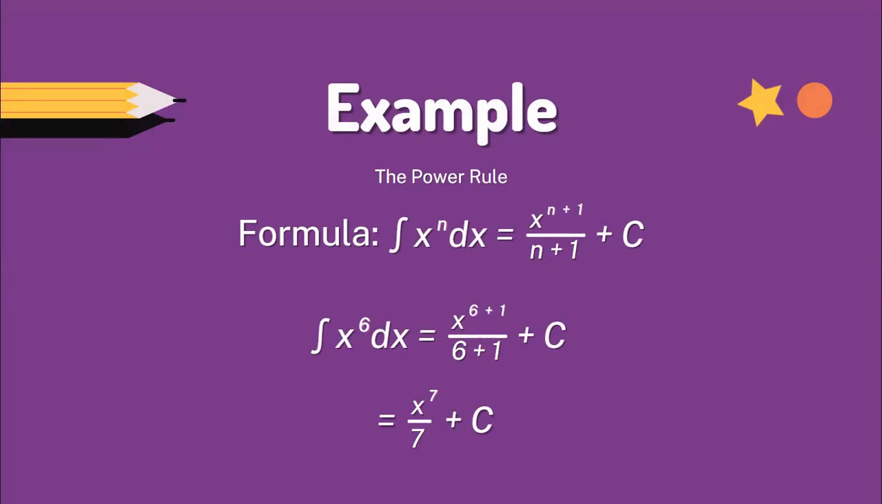Now we have an example for the power rule. The integral of x raised to 6 dx is equal to x raised to 7 over 7 plus c. So, why is that? By simply substituting n, which is 6 in this example, to the formula above, we may now add all of this together, then directly add to c after simplifying.